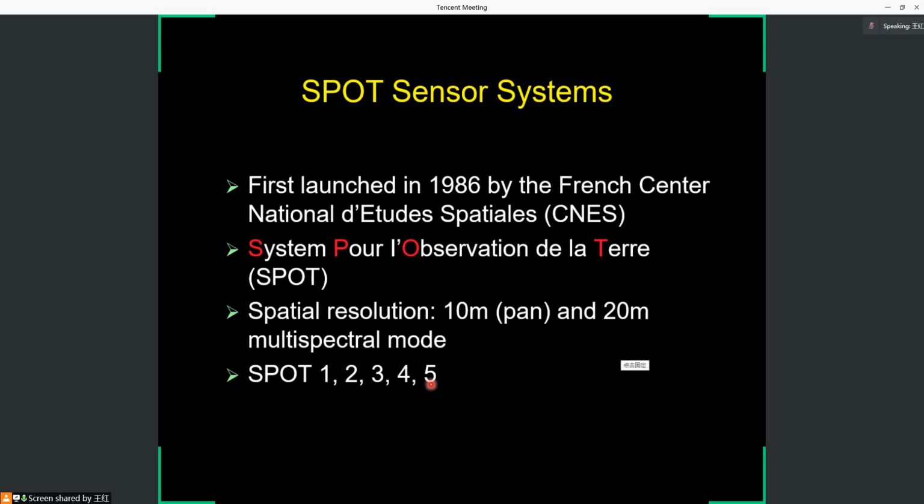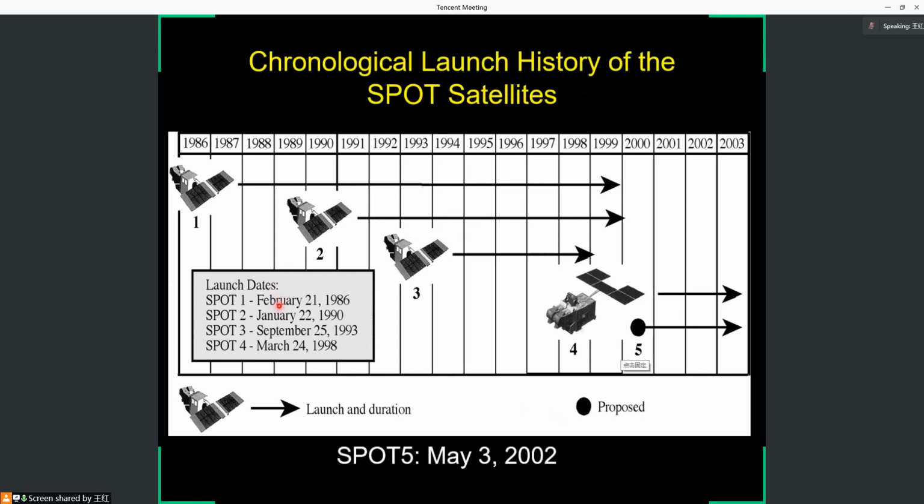The quality of this imagery is very high, very good. You see SPOT 1, 2, 3, 4, and 5, which is still being used now. Because this is from the textbook, some older content was not updated. SPOT 5 was launched in 2008.